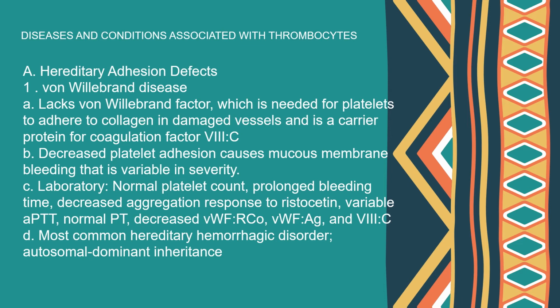Number 8. Decreased platelet adhesion will cause the mucous membrane to bleed at different levels of severity. What we can find in the laboratory are the following: normal platelet count, prolonged bleeding time, decreased aggregation response to ristocetin, which is another test, variable APTT, normal PT, decreased von Willebrand's factor, and many others. This is the most common hereditary hemorrhagic disorder and is associated with autosomal dominant inheritance.